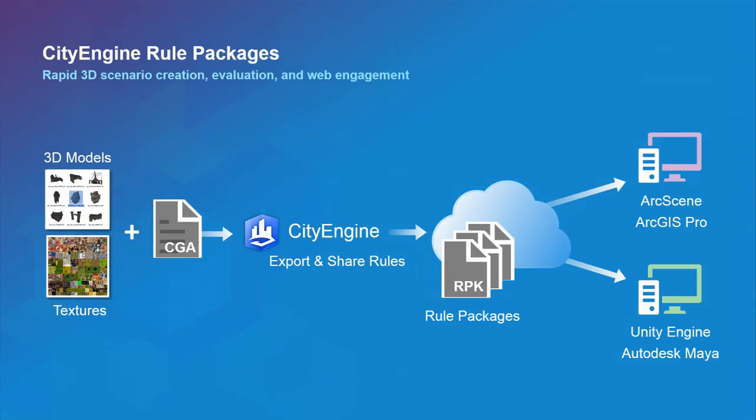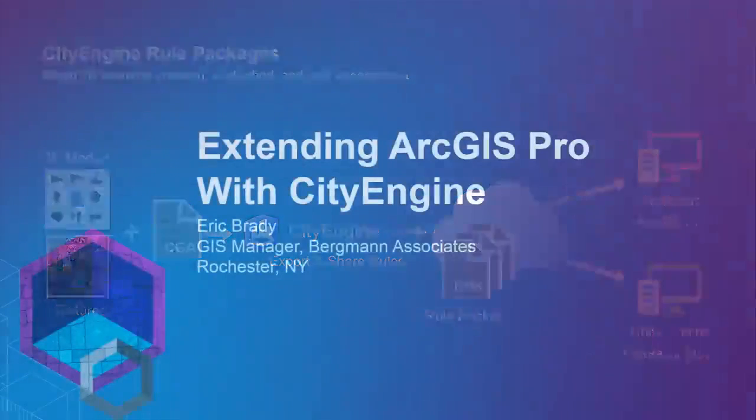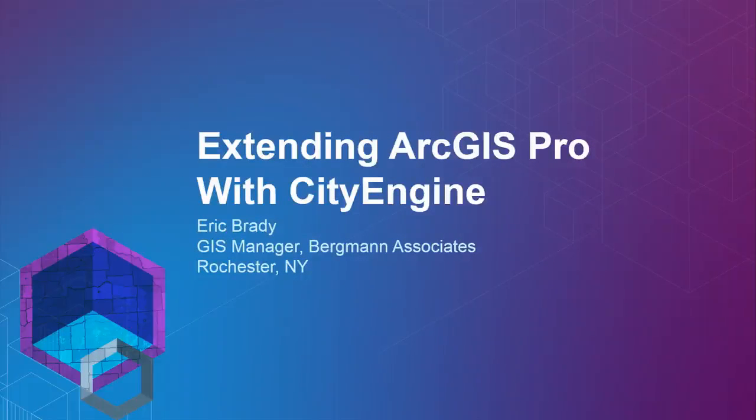That allows us to take the rule created in CityEngine, create a lot of rule packages that can be hosted in ArcGIS Online and used within ArcScene, ArcGIS Pro, or even Unity or Autodesk Maya, if there are some people in here that are using those tools, because we support the game industry and film industry highly. When it comes to ArcGIS Pro and its integration of RPKs, however, to show you just how that's done and show you some real-life projects utilizing that kind of technology, I'm going to hand it over to Eric Brady to tell you more. Thanks, Brooks.